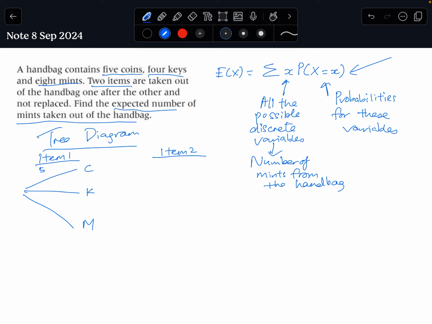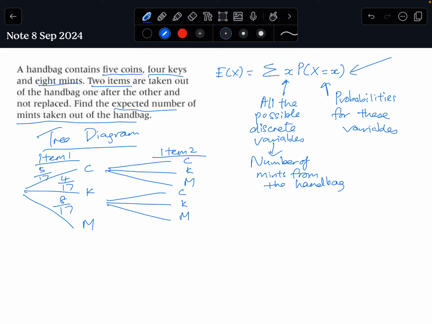Now this is going to be 5/17, because you have 5 coins and you have 17 items in the handbag. Now for keys will be just 4/17, for mints will be 8/17. Now what I will do for this as well, I'm just going to branch it out. Okay, C, K, and M, branch this out as well.